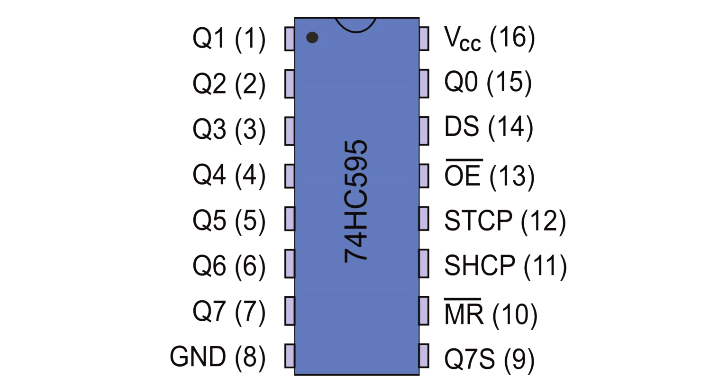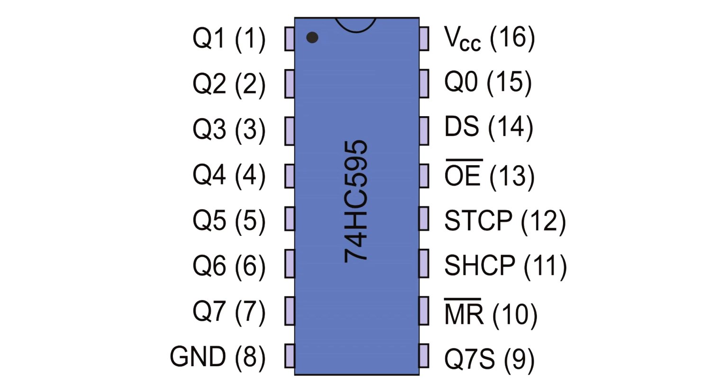The eight outputs on here are designated as Q0 through Q7. The power and ground pins are on opposite corners. The ground is on pin 8, and your 5 volt is on pin 16. In this sketch, we're also going to place 5 volts on pin 10 to keep it high.